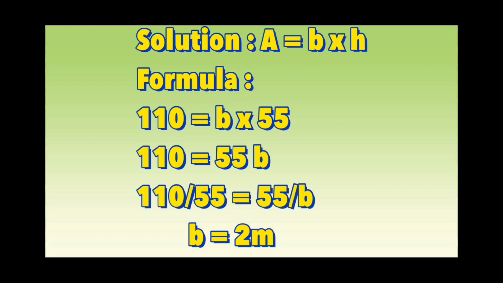Then we have to multiply it. B times 55 equals 55B, and the area, which is 110, we just bring down or copy. And then since we're computing for the value of B, we have to eliminate the 55 by dividing both sides by 55. So 110 divided by 55 equals 2. And 55 divided by 55 is 1 times B equals B. So the base now is 2 meters.